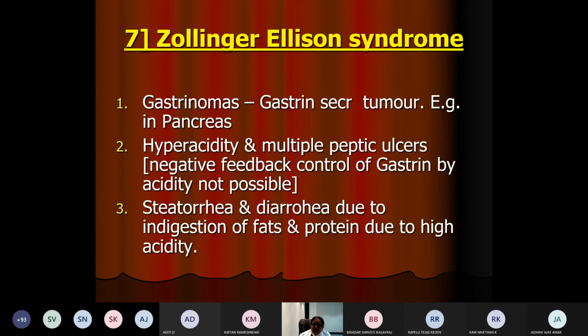Zollinger-Ellison syndrome: gastrinomas, gastrin secreting tumors, for example in the pancreas. Hyperacidity and multiple peptic ulcers, as negative feedback control of gastrin by acidity is not possible. Steatorrhea and diarrhea due to indigestion of fats and proteins because of high acidity.